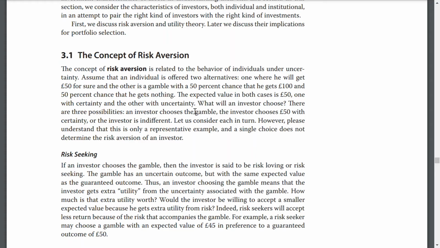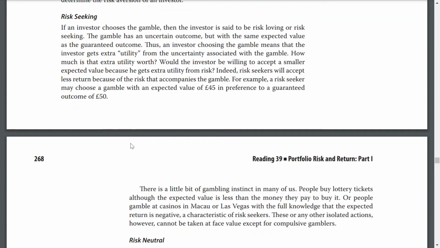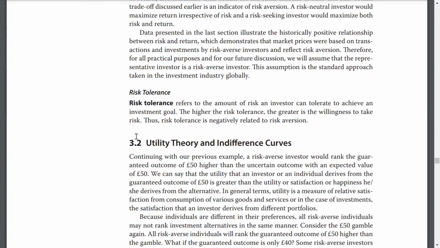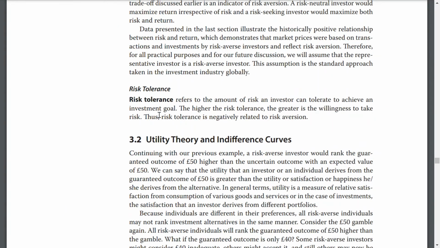However, please understand that this is only one representative example, and a single choice does not determine the risk aversion of an investor. Okay, so that's just an example. Risk tolerance refers to the amount of risk an investor can tolerate to achieve an investment goal. The higher the risk tolerance, the greater the willingness to take risk. Thus, risk tolerance is negatively related to risk aversion.